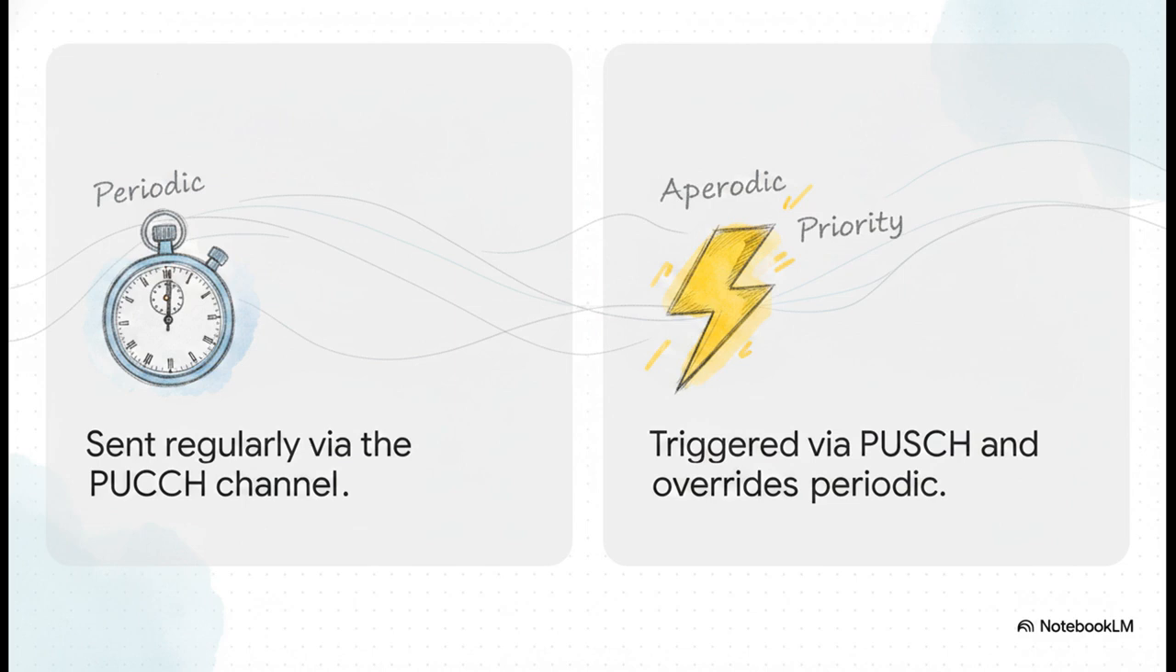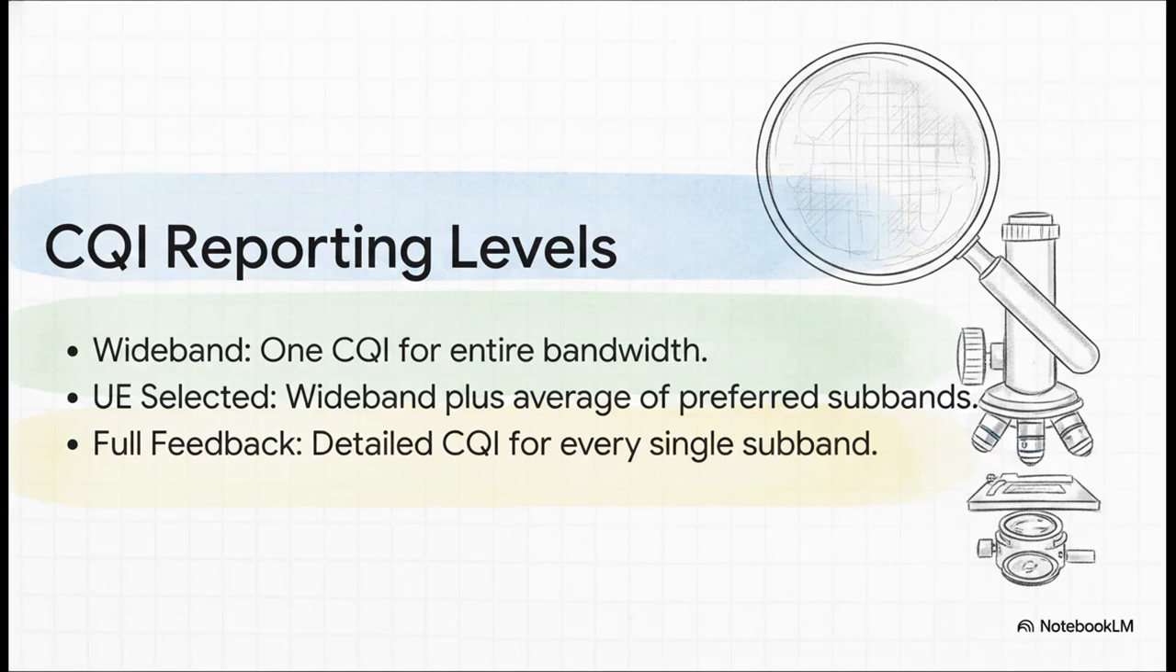If both are scheduled at the exact same time, no question, the device drops the periodic report and only sends the aperiodic one. Now, to get even more granular, this reporting comes in 3 distinct levels. You've got wideband, which is just one broad summary value for the entire downlink bandwidth. Then there's the UE selected subband, or the best M average, where the device reports a wideband CQI plus the average of M preferred subbands. And finally, the higher layer configured subband, also known as full feedback.